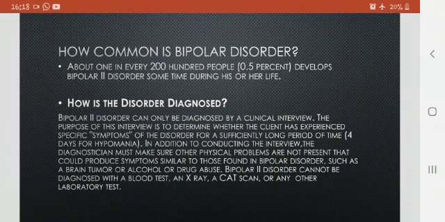So how common is bipolar disorder? About 1 in every 200 people develops bipolar 2 disorder sometime during his or her life.